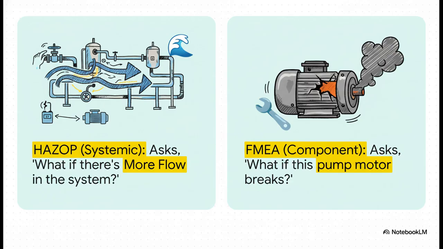So let's be super clear on this, because it's the most important difference. FMEA asks what happens if this one pump motor breaks, but HAZOP asks a broader question. What happens if there's more flow in the entire system? Now that extra flow might be caused by a broken pump, sure, but it could also be caused by human error or a faulty sensor. HAZOP is systemic. It looks at the whole picture. FMEA is component analytical. It looks at the individual parts.